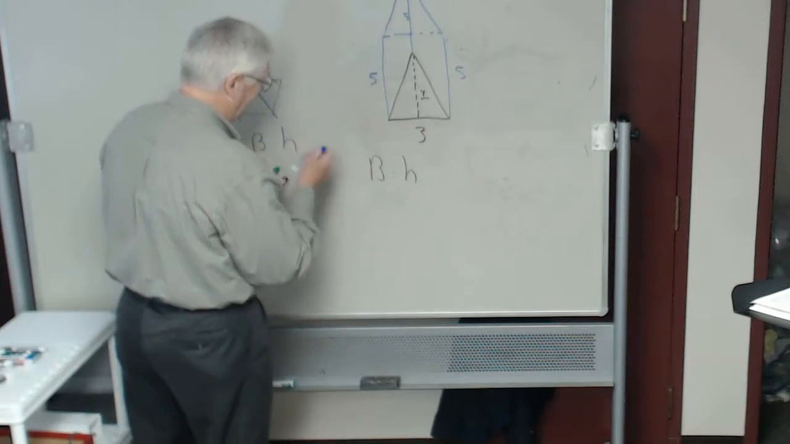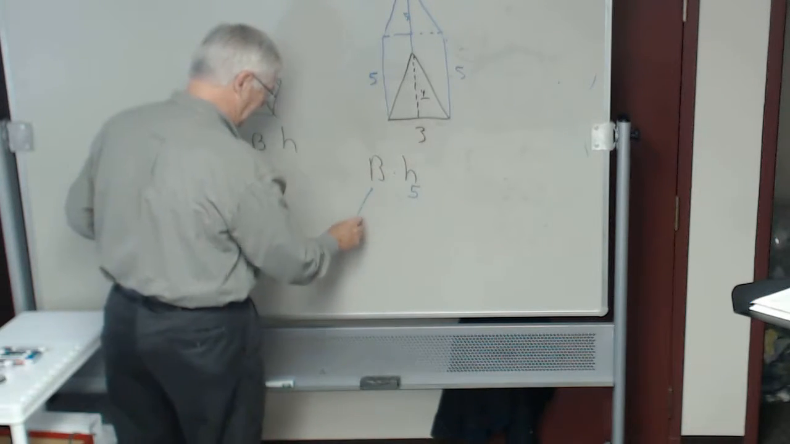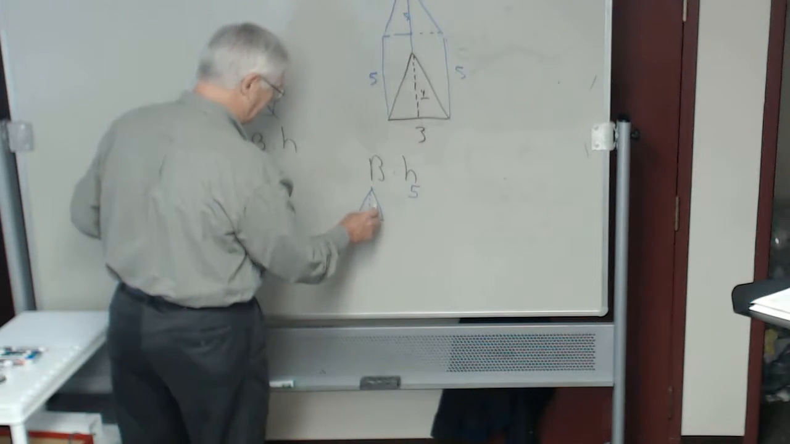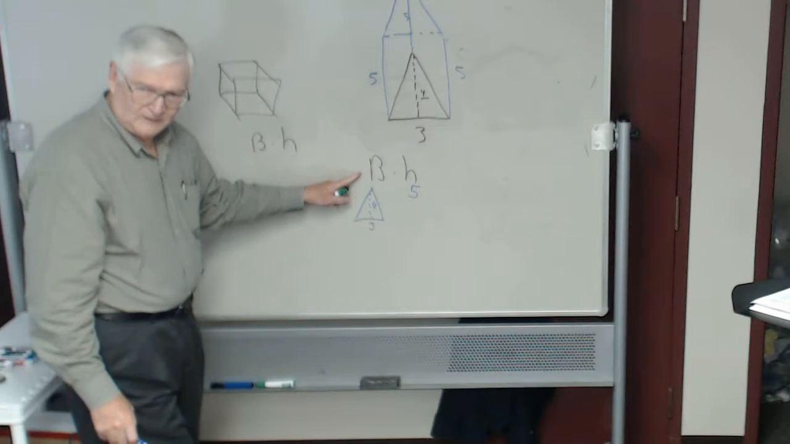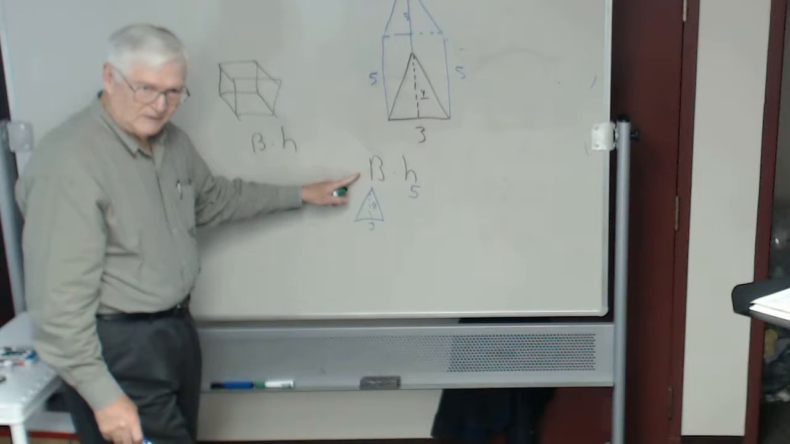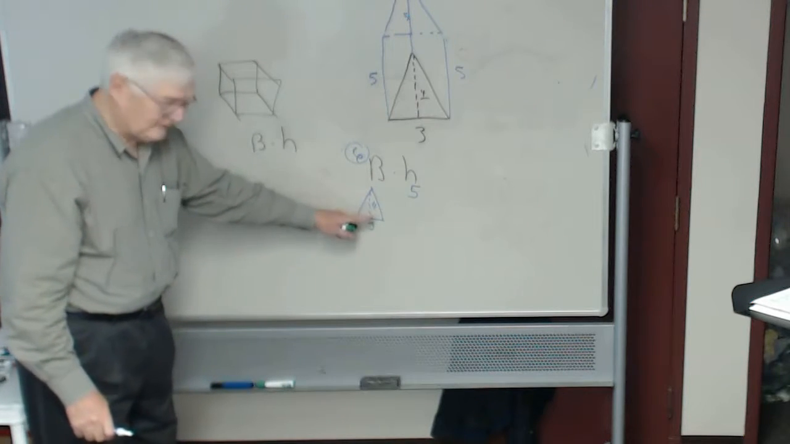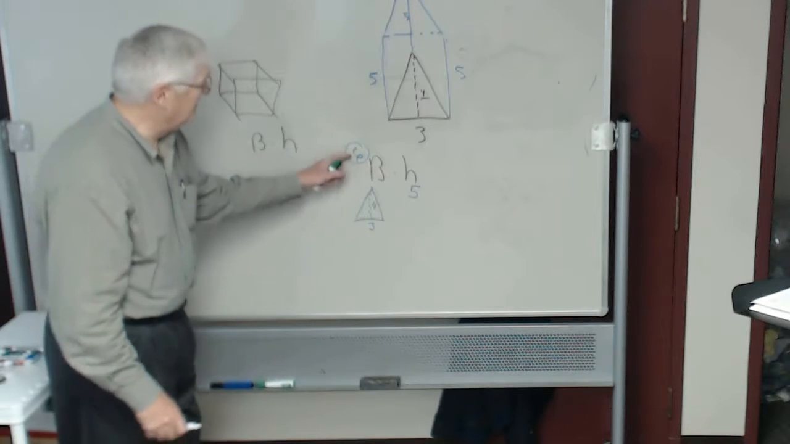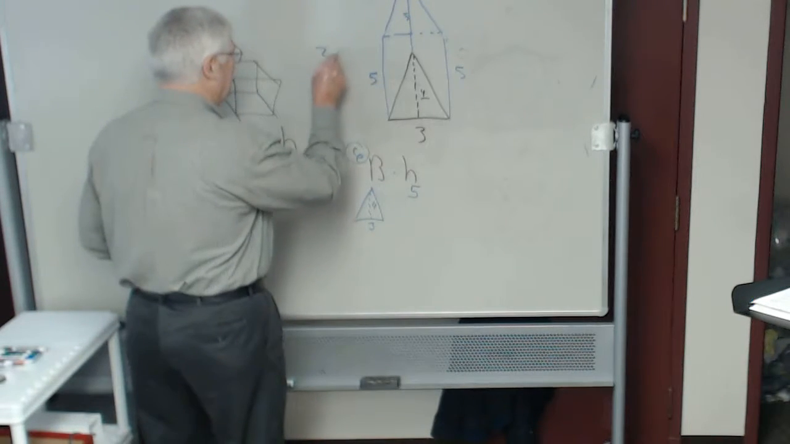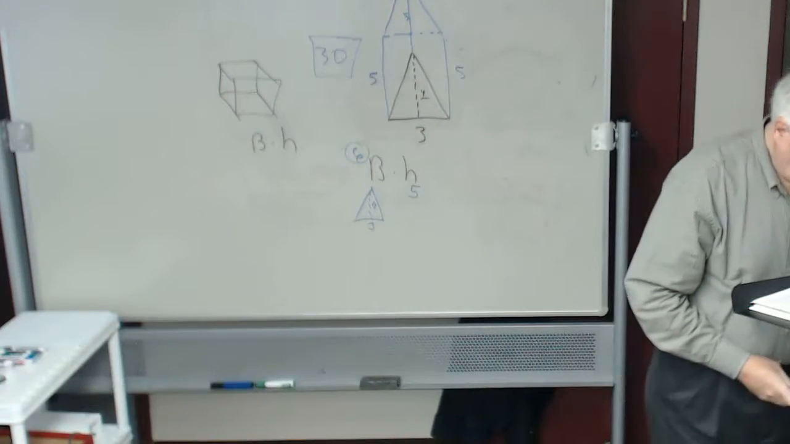The height is 5. What's the area of the base? Remember, the base is a triangle. That's 3 by 4. What's the area of the base? 6. Right? Because for the triangle, the area is 1/2 the base times the height. So what's the volume of this thing? 5 times 6 is 30. Everybody see that? Good.